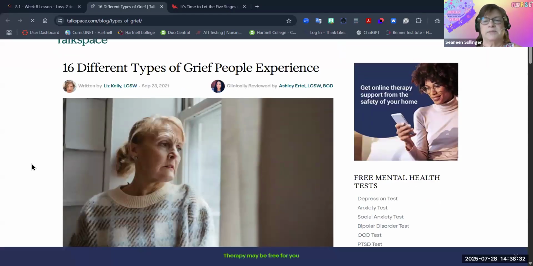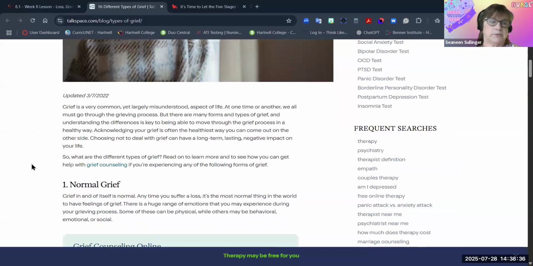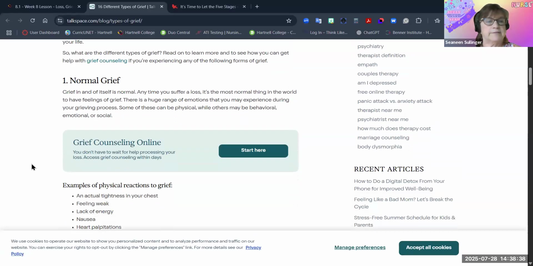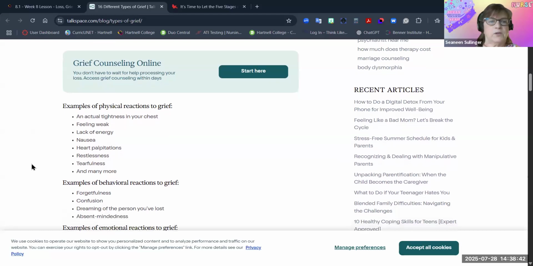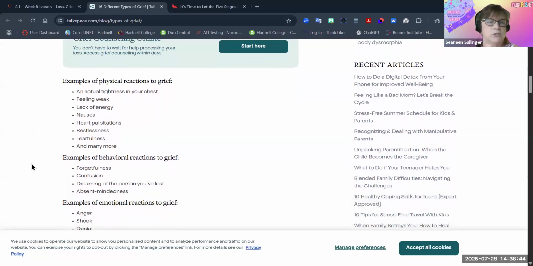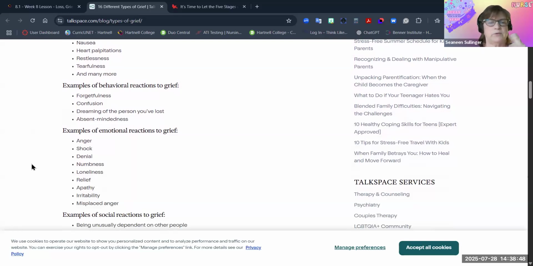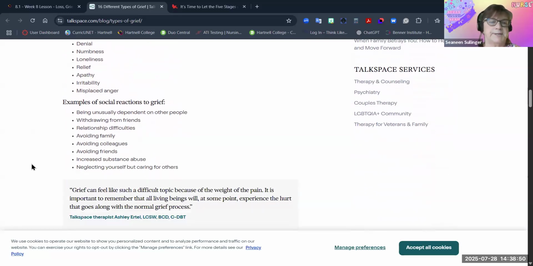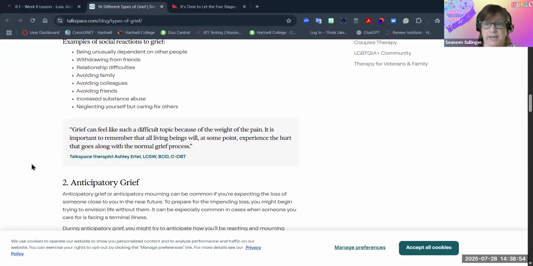And then I thought this one was also interesting. 16 different types of grief that people might experience. This is written by a licensed social worker and from 2022, updated there. Normal grief. How do you feel when you have grief? Physical reactions, behaviors, emotional reactions. There's many different ways, outward appearances of grief. And there can be loneliness and pain.